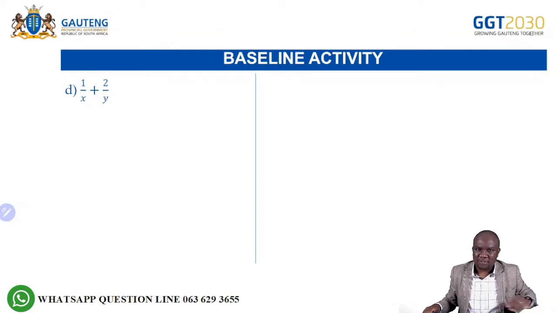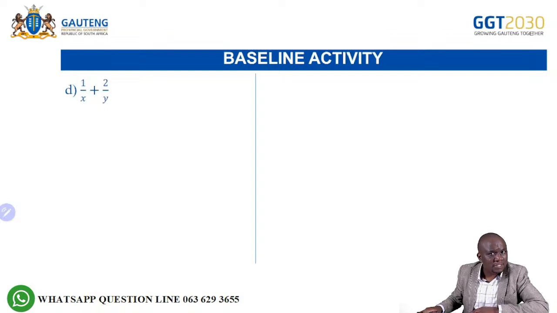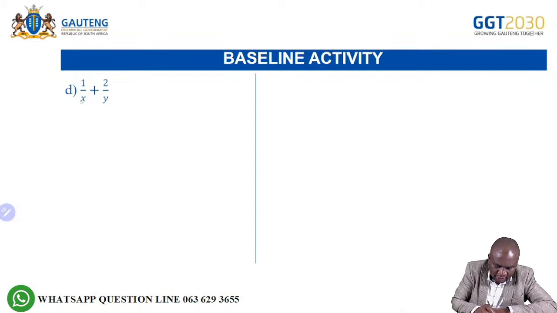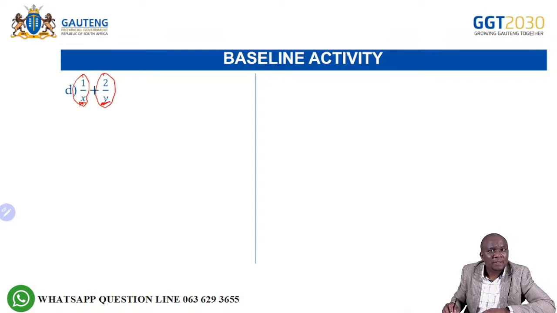The denominators are not the same now. The denominator for one is x, and for the other one is y. So we have to find the lowest common denominator, which will be xy. How can we make this denominator xy, this denominator here and this denominator here?